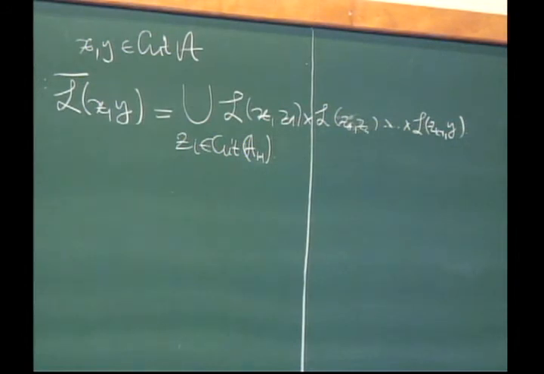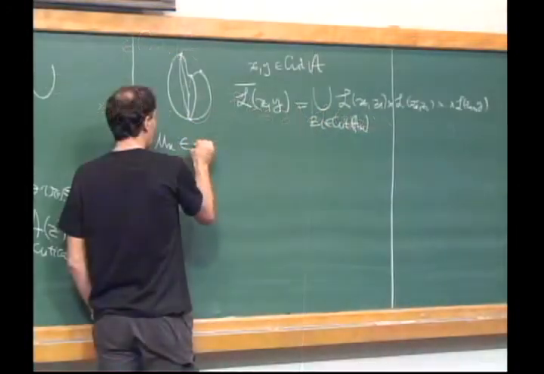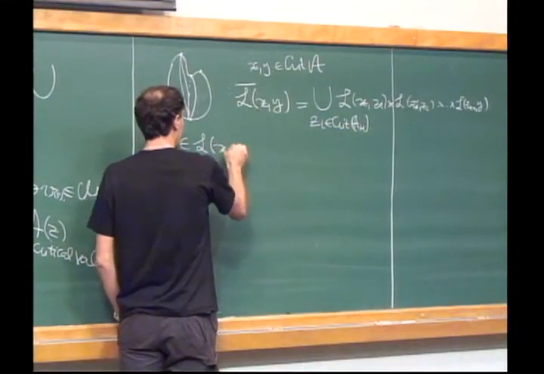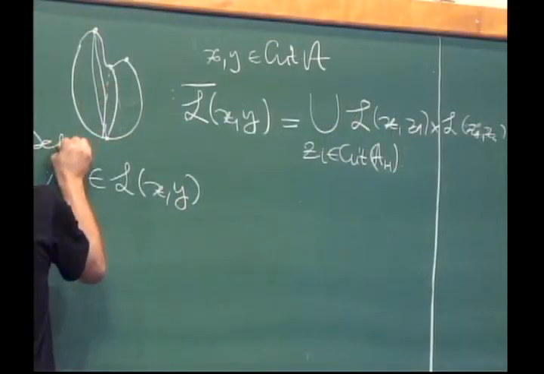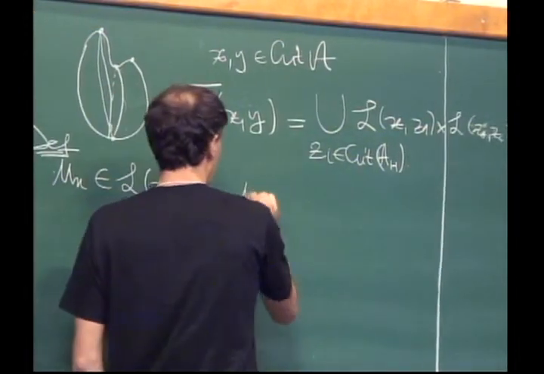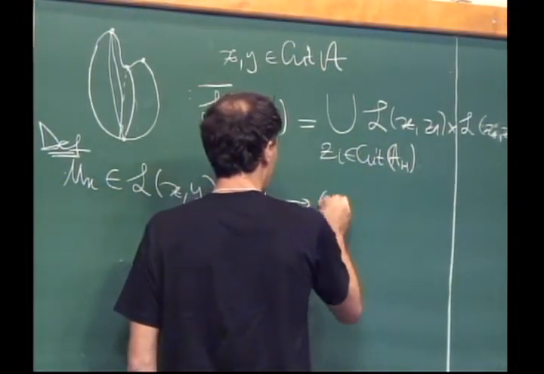And on this space I will put a topology. Actually, I will only say, for our purposes sufficient, when a sequence u_n of unbroken trajectories converges to some broken trajectory.